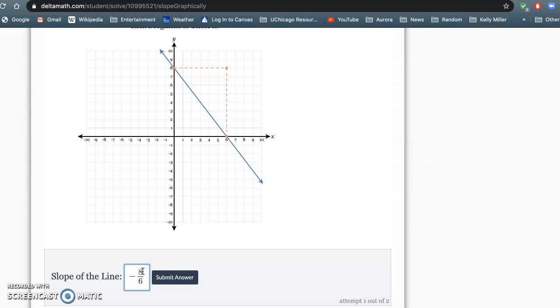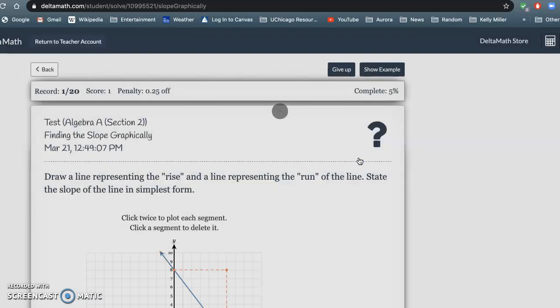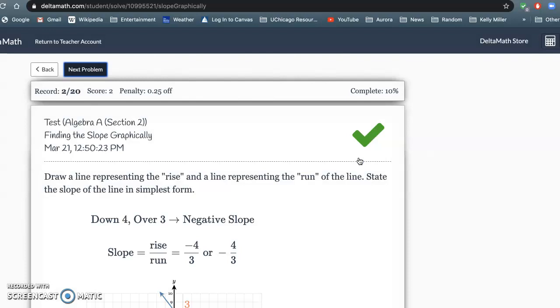Is there a number that goes into both 8 and 6? 2 goes into both 8 and 6, so we can go ahead and divide both by 2. 8 divided by 2 gives me 4. 6 divided by 2 gives me 3. Make your 4th grade teacher happy. I go ahead and know that it's -4 over 3. Submit my answer. Yes. And it should be correct.